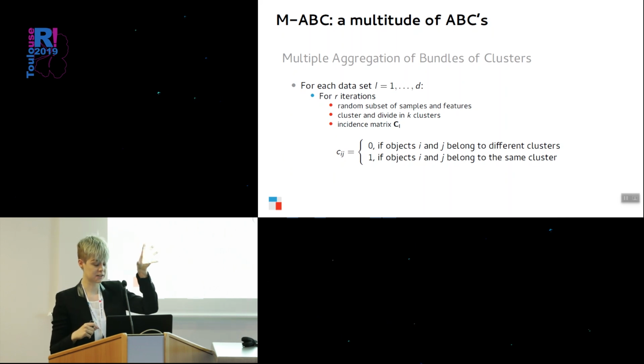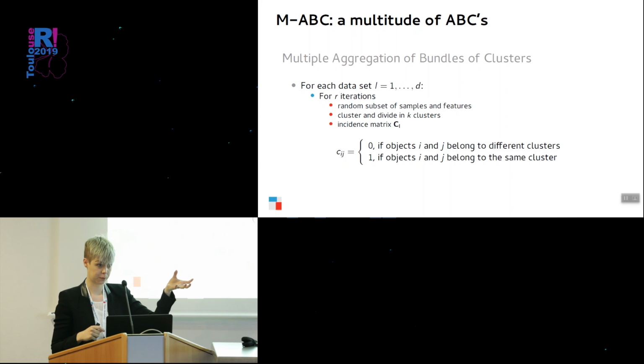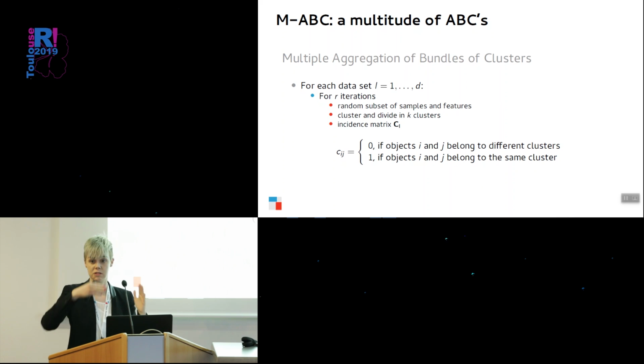We take this subset and then we will perform clustering. On this end result, we will cut it into a specific number of clusters. And for every result, we will set up an incidence matrix. Such an incidence matrix is a square matrix, which is binary. The value will be 0 if objects i and j belong to different clusters, so they're not similar.